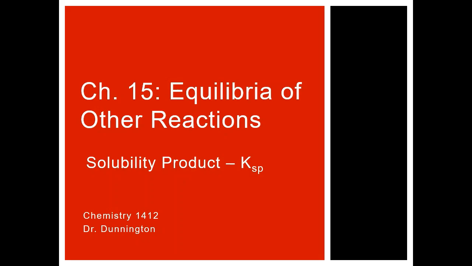Welcome to chapter 15. We'll be talking about equilibrium of other reactions. Really, it just means dissolving things. So we start by defining what's called the solubility product, a special type of equilibrium constant, KSP.